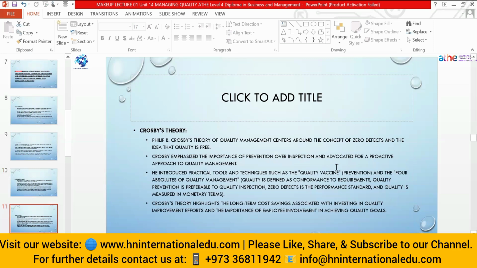Then Crosby's theory. Philip B. Crosby's theory of quality management centers around the concept of zero defects and the idea that quality is free. This person is amazing, was amazing basically. He said, why waste money and resources, or compel for quality, when this is the necessity?